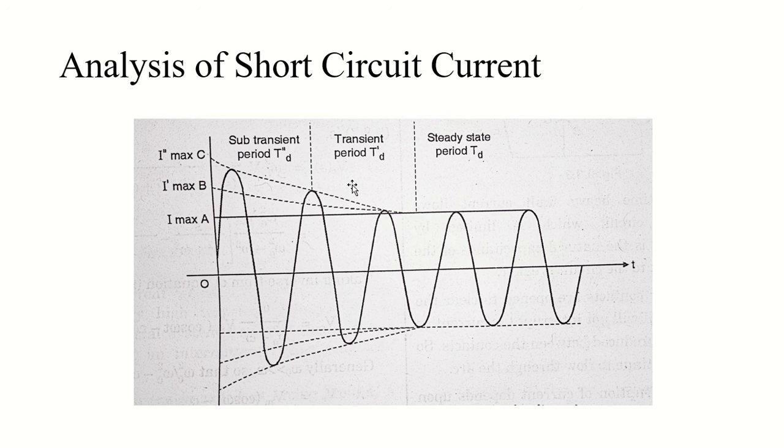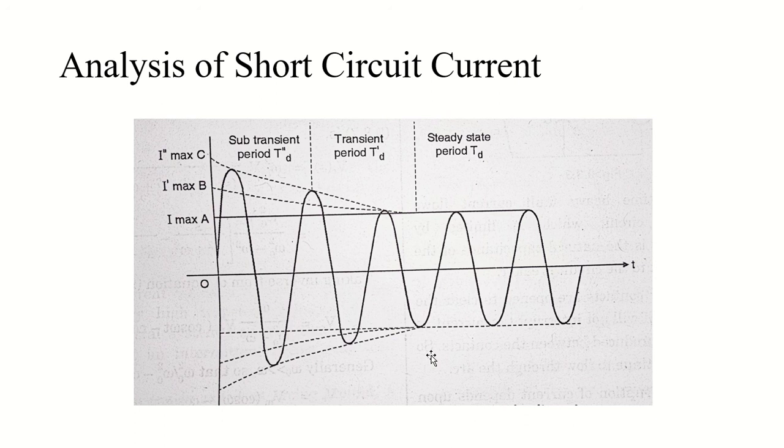Now, if the DC component is negligible enough, the oscillogram of armature current will look something like this, as you can see in this image. As you can see, initially the current is limited by subtransient reactance. After a few cycles, it is controlled by transient reactance, and finally it settles down to the steady state value, which would be limited by the synchronous reactance of my machine.